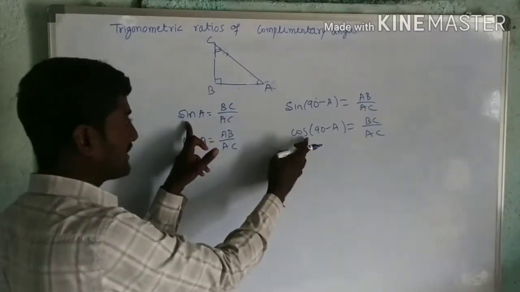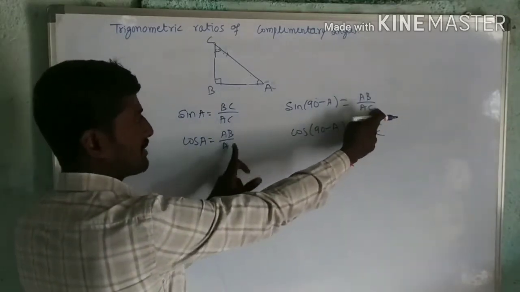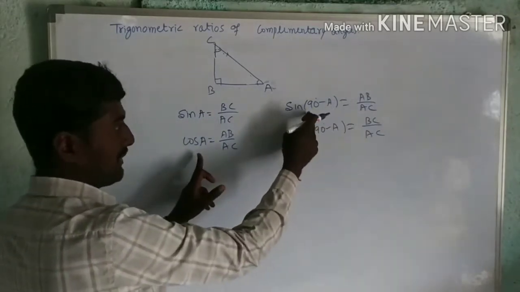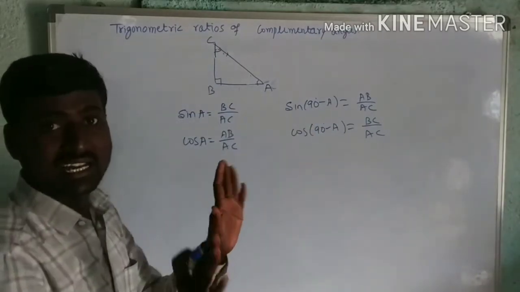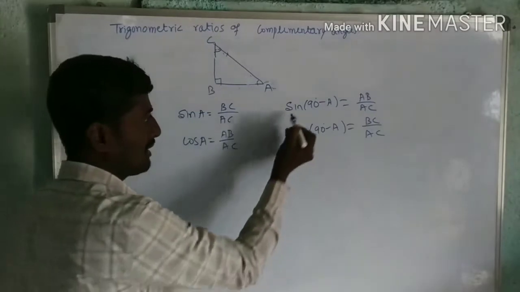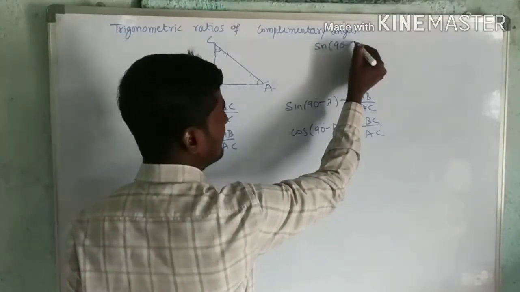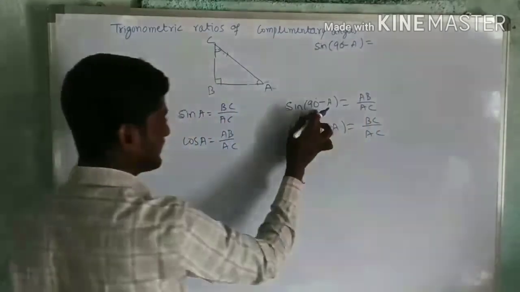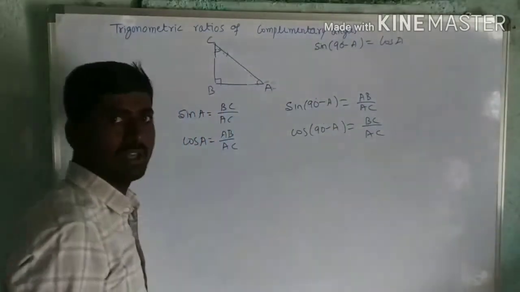If the RHS are equal, then I can say that the LHS are equal. Here also the same: AB by AC, here also AB by AC. So sin of 90 minus A, I can say it as cos A. So I am getting two standard formulas. That is, sine of 90 degrees minus A, I can write as cos A. One formula I got.